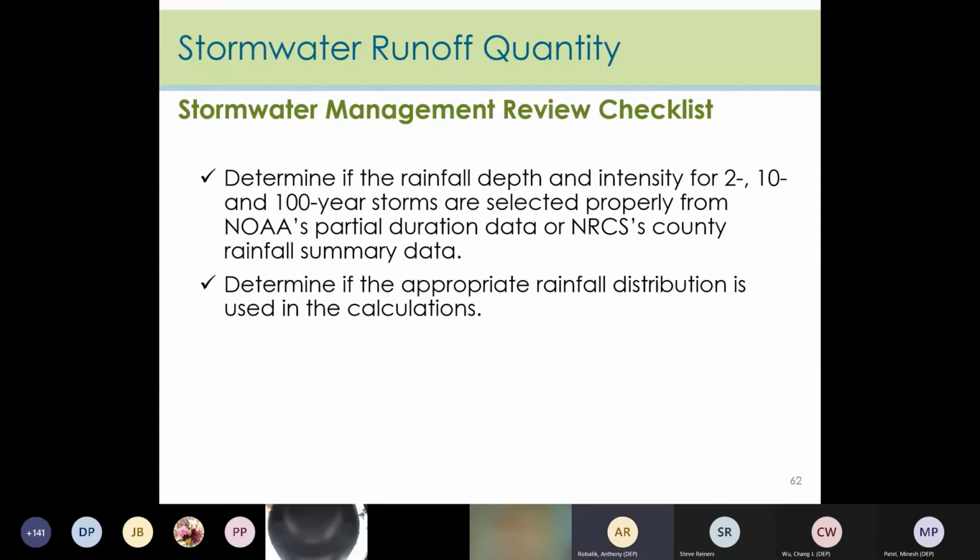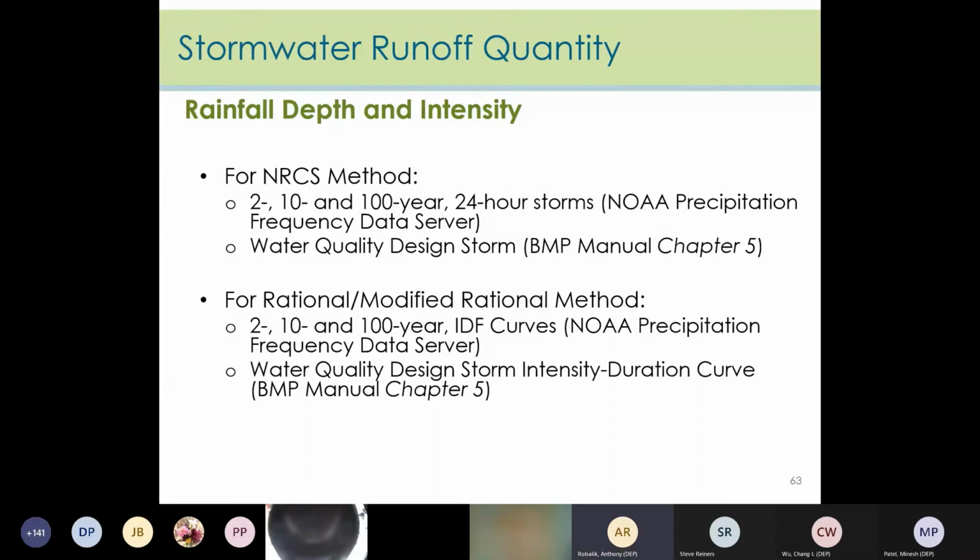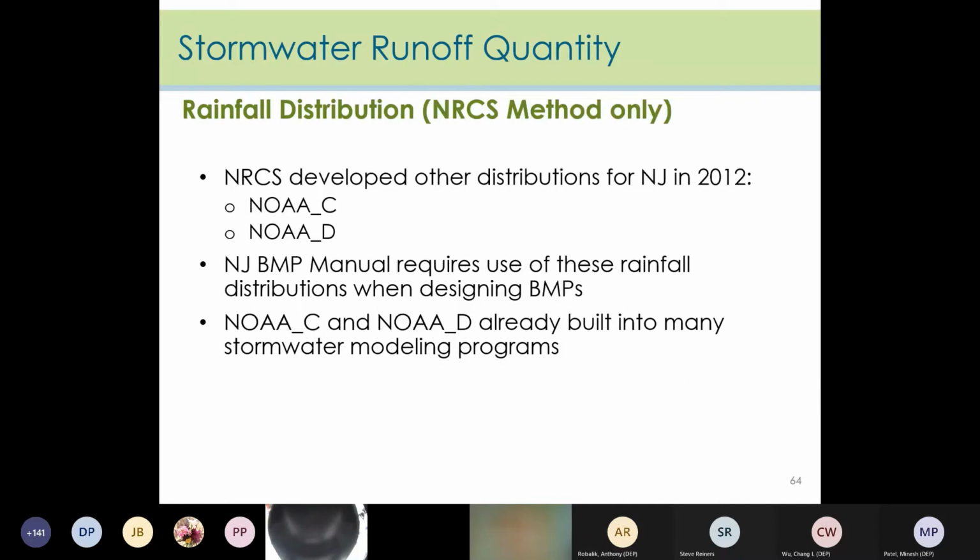The reviewer should check if the rainfall depth parameters are correct for the site and that the appropriate rainfall distribution is used. The rainfall depth and intensity information should come from these sources. So NRCS has developed distributions for New Jersey, including the NOAA C and D distribution, which the BMP manual requires use of. These are already built into many stormwater modeling programs, such as HydroCAD, and the reviewer should check that the correct distribution is selected dependent on where the site is located within the state.